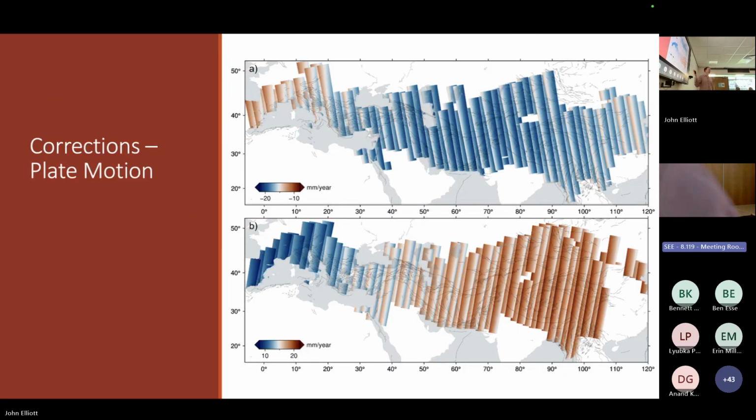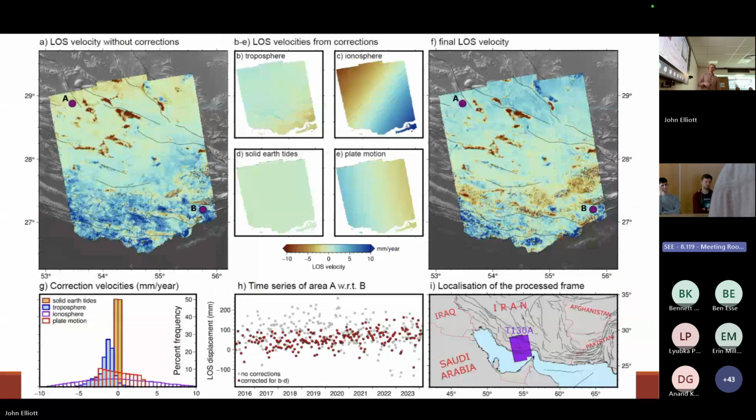as well. So if we look again at the Alpine Himalayan scale, this is the kind of magnitude of correction that needs to be made to be able to correct those line of sight velocities so they're more consistent. So if we look at that combined together, here's an example of a frame in Iran. Before we apply those corrections, this is the velocity you'd get. The magnitude of each of those corrections on the same color scale.